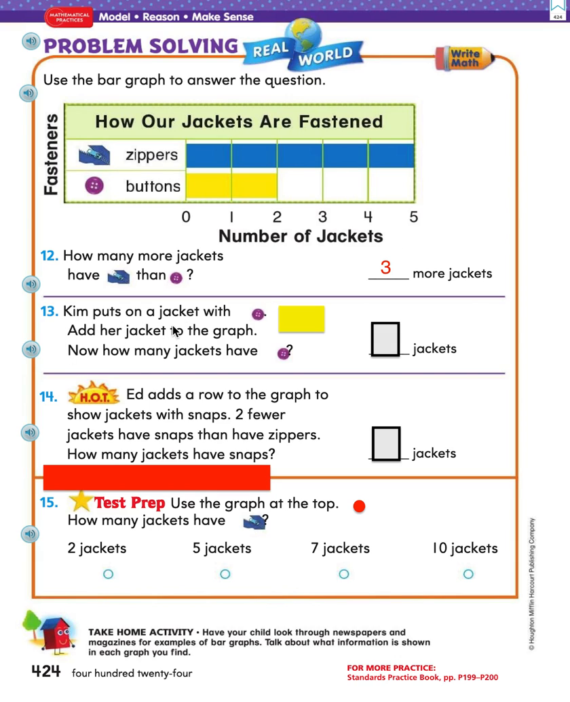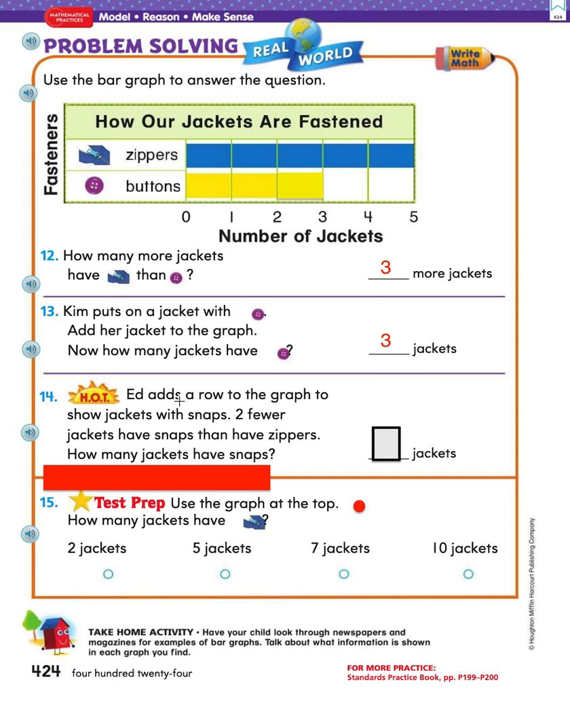13. Kim puts on a jacket with buttons. Add her jacket to the graph. How many jackets have buttons? So you need to add to that bar so that it shows another jacket with buttons, just like I did on the screen. Now pause the video and finish your work. How many jackets have buttons? We can see there's now 3.